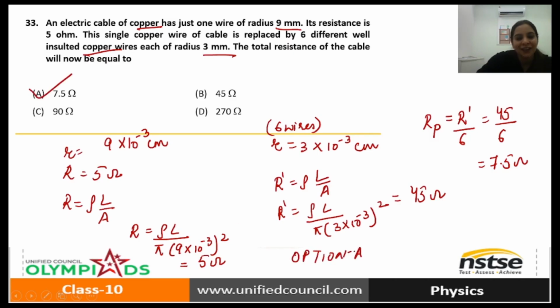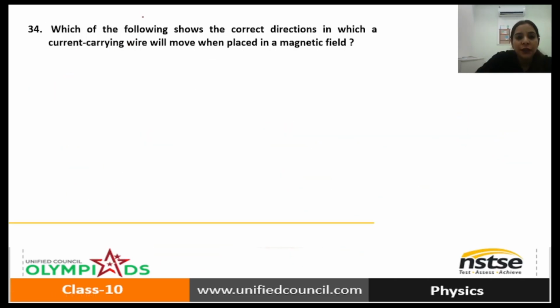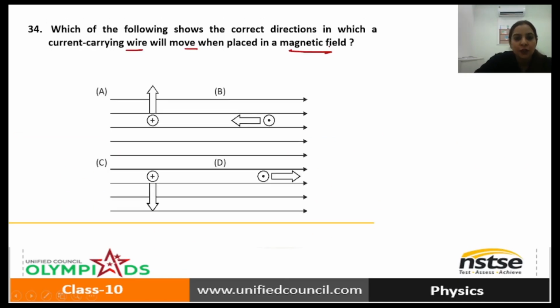Option A is correct. Next, which of the following shows the correct direction in which the current carrying wire will move when placed in a magnetic field? You can see options A, B, C, D. Basically, a current carrying wire is placed in a magnetic field. So how will it move?